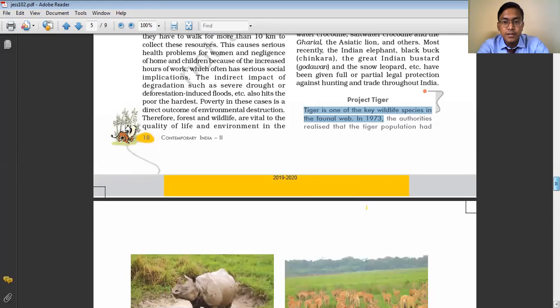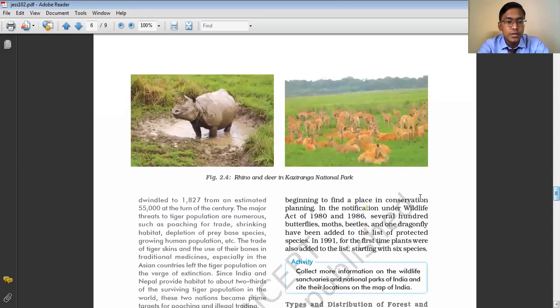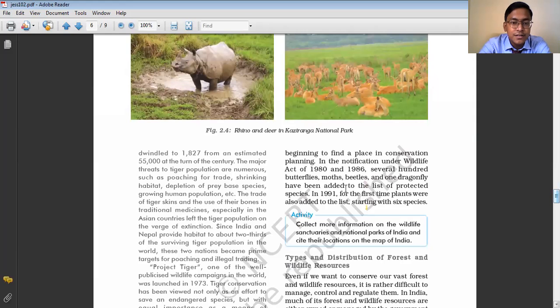The government realized that the tiger population had dwindled to 1827 from an estimated 55,000 at the turn of the century. So in 1973 the population of tigers was only 1827, whereas in the last century it was around 55,000. From 55,000 it had reduced to 1827, so we can imagine that the tiger population had reduced drastically. The major threats to the tiger population are numerous.